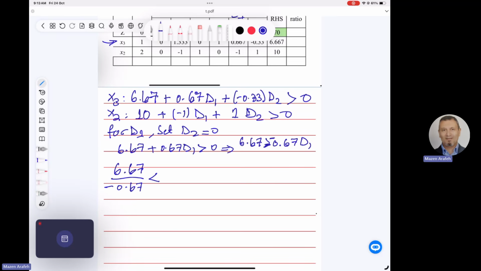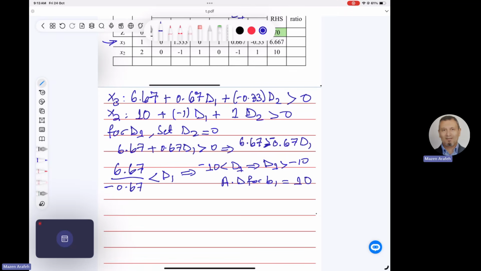So this would be d1. Therefore, I have minus 10 and this is d1. So I can simply write d1 is greater than minus 10. So basically, we can simply conclude that the allowable decrease for B1 is equal to 10.